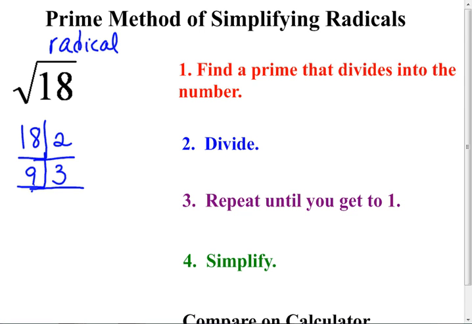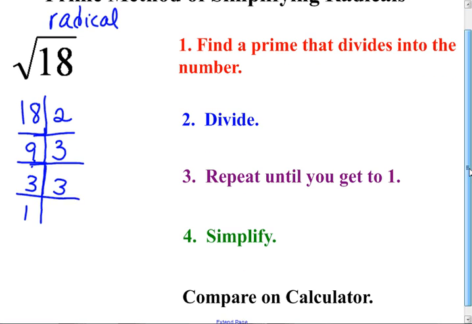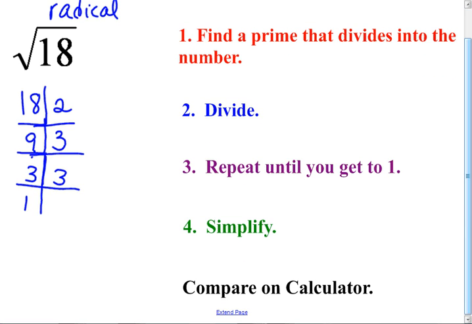If you divide 9 by 3, what do you get? You get 3. What goes into 3? 3. And when you're done, you end up with a 1. You're just dividing. It's a factor tree. Remember factor trees? You want to start with a prime number. 9 is not a prime number.